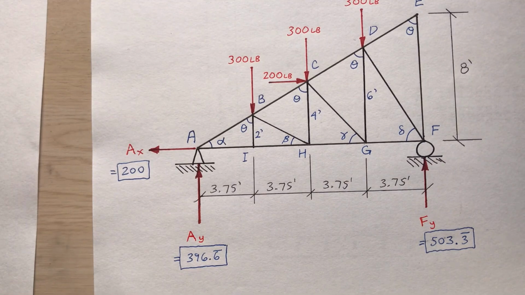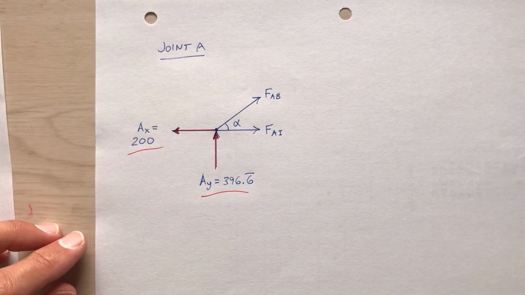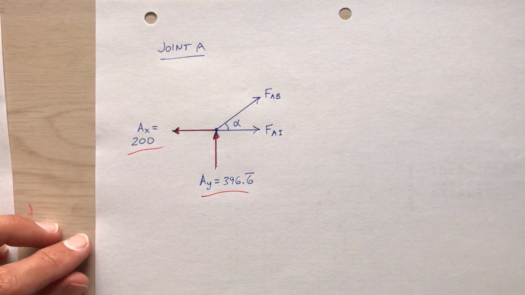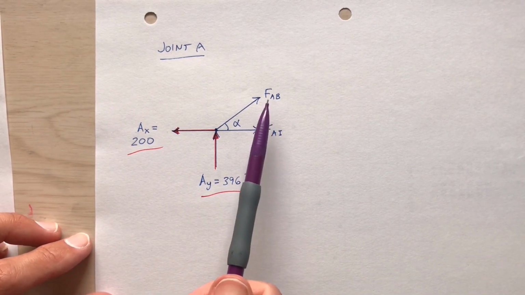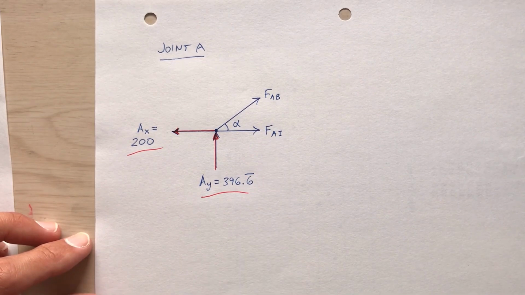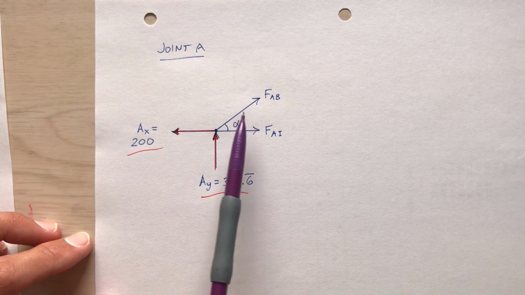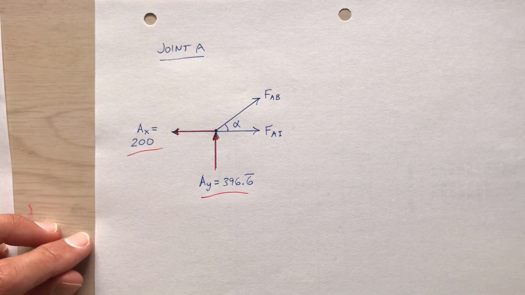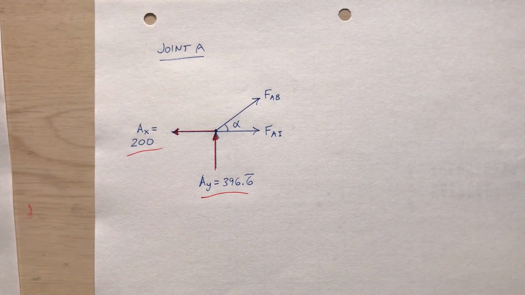So I'm going to analyze this using the method of joints, starting off at joint A. And now here's my drawing of joint A. So the 200 pounds and 396 2/3, those are external. I have 2 bar forces, F sub AB and F sub AI. If I don't know the direction of the bar force, that is, if I don't know if it's tension or compression, I assume that it's in tension. If I get a negative, then I'll know that it's in compression. So notice that I show the F sub AB and F sub AI bar forces pointing away from point A, joint A, because I'm assuming tension.